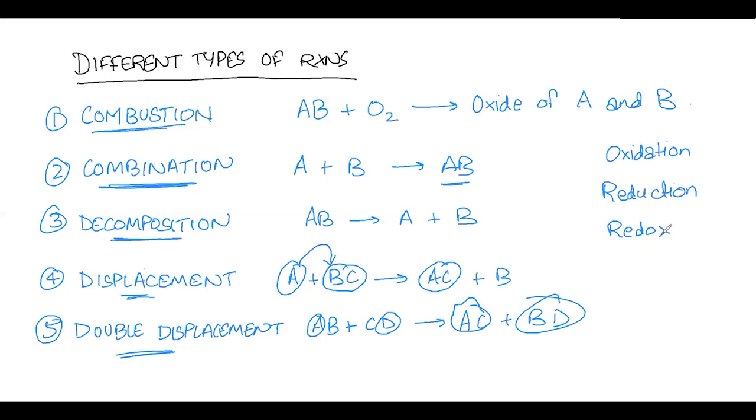Yes, Bhavika, it can be AD plus BC also. It's just that there are two displacements happening over there. So it can be anywhere depending upon which bond will be stronger.